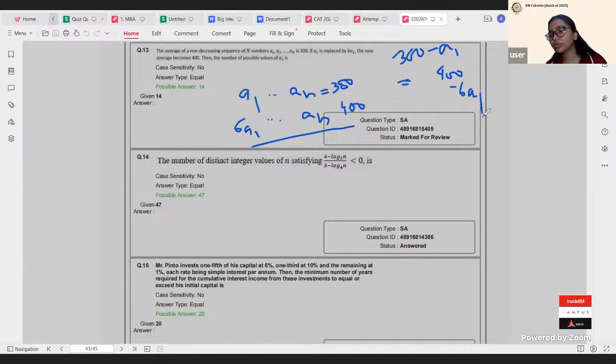So solving these two, we get... okay, and also there's an n here, which I forgot to mention, because this is the average. So this will be n. So here, basically, A1 comes around to be somewhere around 20n.